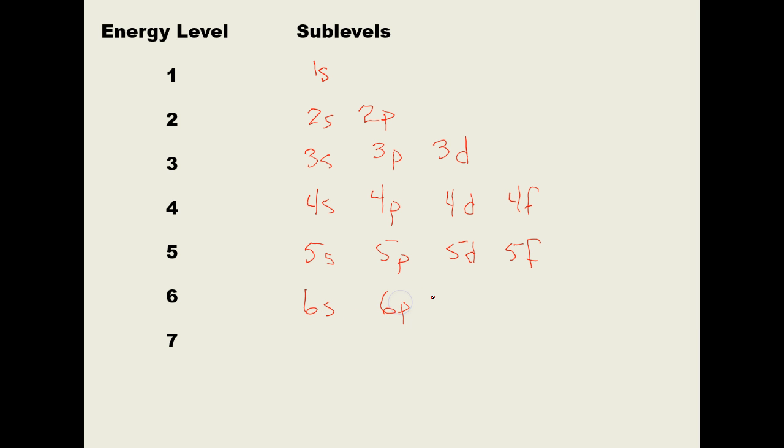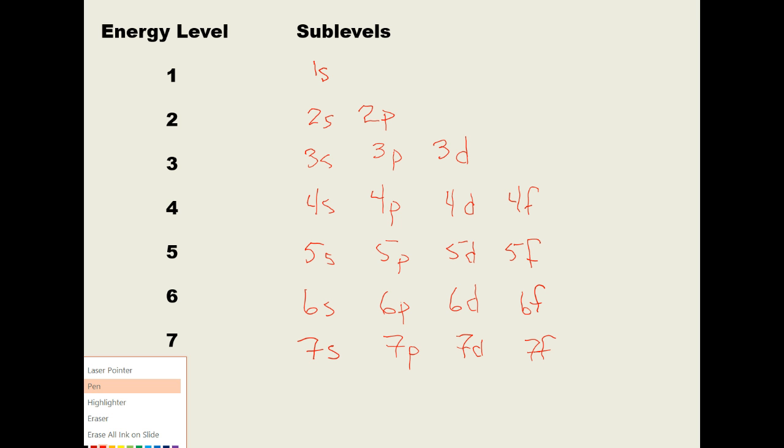And then we're going to draw arrows to show the order in which these electrons are going to occupy these orbitals. So I'm going to finish up here with the 7p, the 7d, and the 7f. Okay, so now what I want to do is I'm going to draw arrows, and these arrows are going to tell us the order in which these electrons are going to occupy these energy levels.